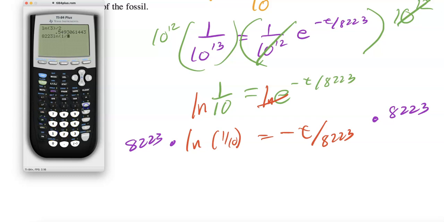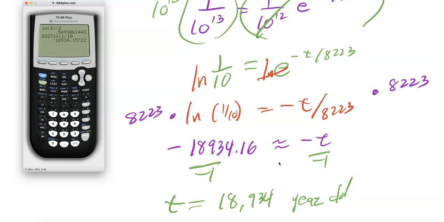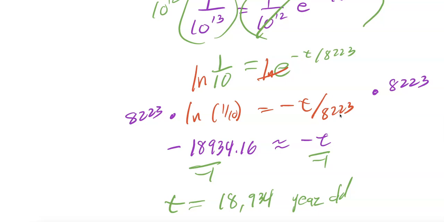That should be some negative number. Natural log of 1/10 is negative. So I get negative 18934.16, estimated, about, equals -T. Anytime you estimate, you want to put squiggly lines, so we know they rounded. Then get rid of that -1. So T equals about 18,934 years old. That's how old that fossil is, about 18,000 years. So that's how they figure out how old fossils are. They look at the carbon dating of it and estimate the age.